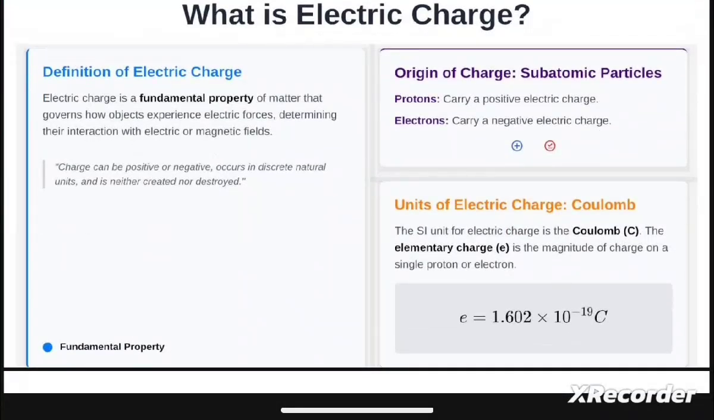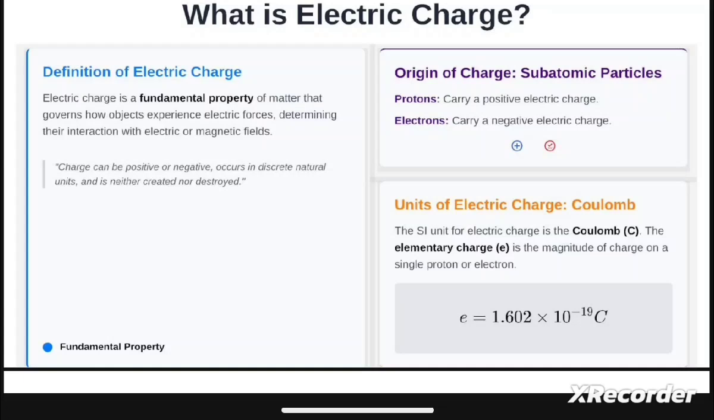First, what is electric charge? Electric charge is a fundamental property of matter that governs how an object experiences electric forces, determining its interaction with electric or magnetic fields. Charge can be positive or negative, occurs in discrete natural units, and can neither be created nor destroyed. This is the fundamental property of charge, the conservation of charge.